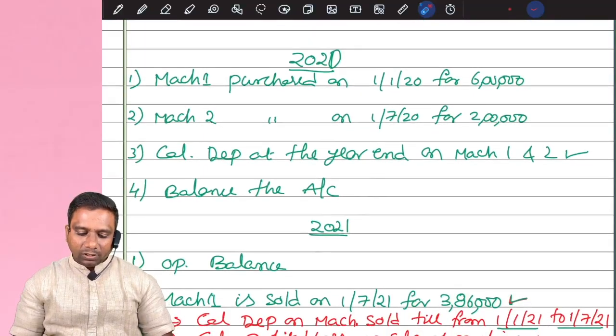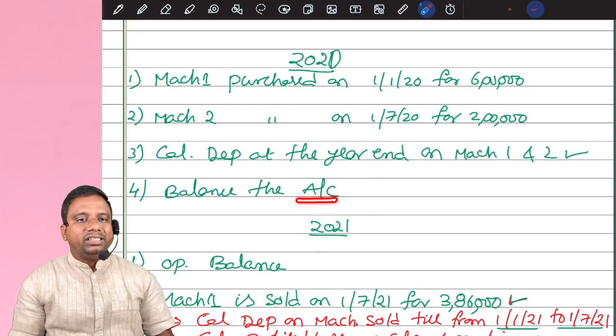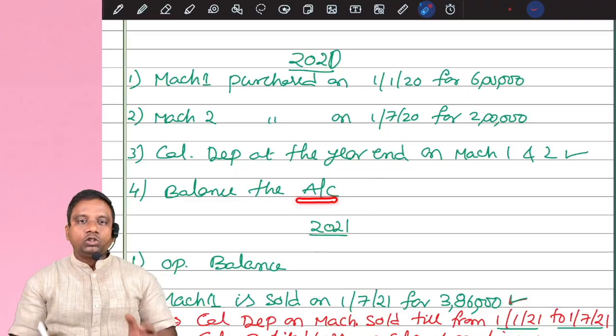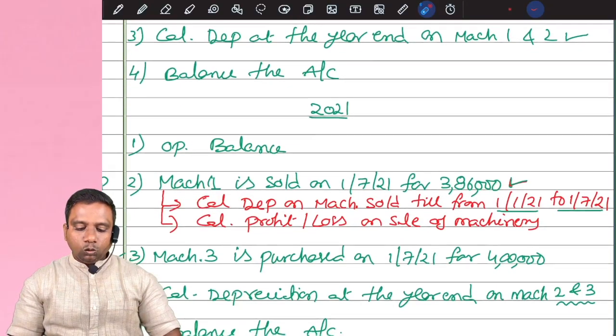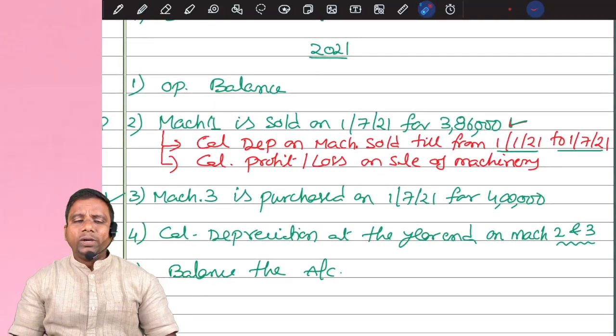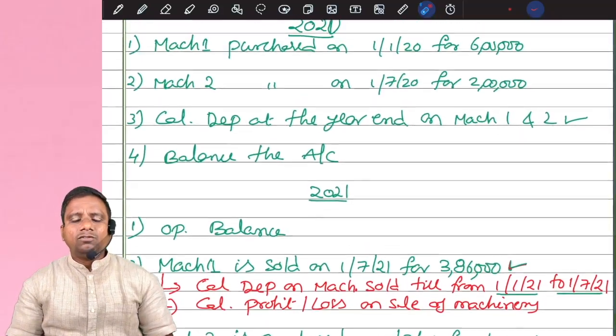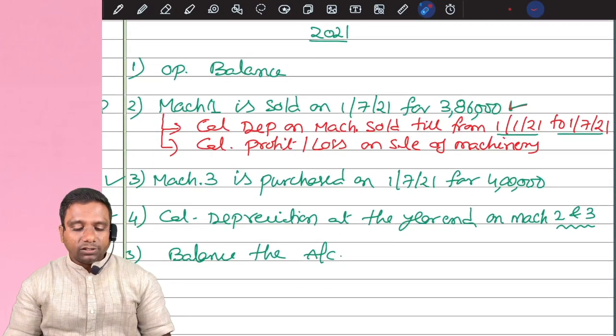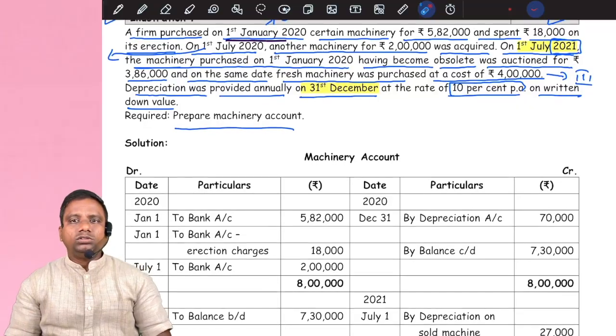Next, what happened? At the end of the year, balance the account. Here we are preparing only the machinery account, so this is balanced, not closed. So 2020 completed. Go to 2021. 2021 starts with opening balance. Now, whatever the closing balance we have on 31st December 2020, that becomes the opening balance. Right, sir. Now check what happened in 2021.